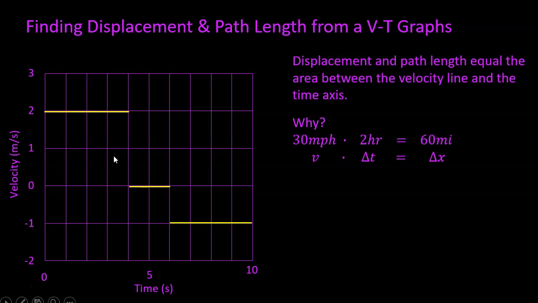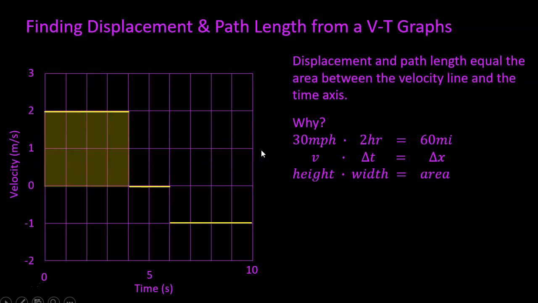Let's see how that relates to our velocity time graph. To find the area of a rectangle, it's the height times the width, and that'll give us the area. Looking at the graph here, we can see that the height of this rectangle is the velocity, because the y-axis is the velocity. And the width of this rectangle is time or elapsed time, because that's what's plotted on the x-axis.